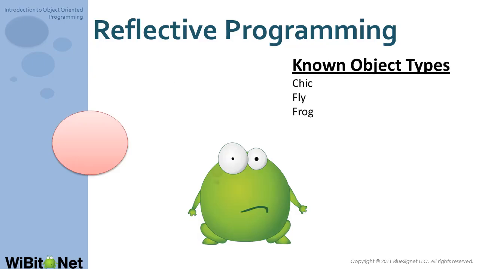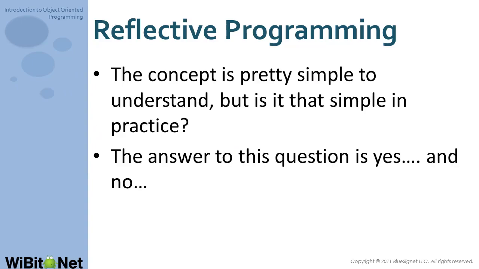Okay, so here our runtime has known object types. We have a chick, a fly, and a frog, and these are object types we know of. And the object says, I need a fly. That's an object type we know about, so we can hook you up. We got a fly right here. Here's your fly. Awesome, thanks. See ya.